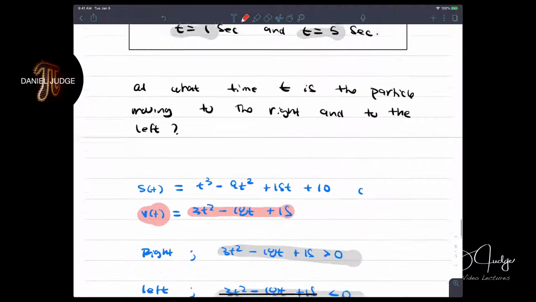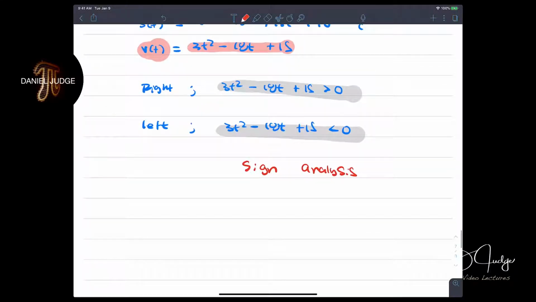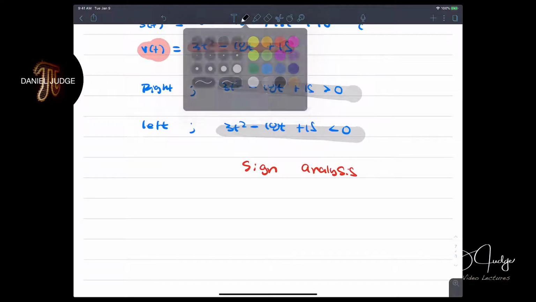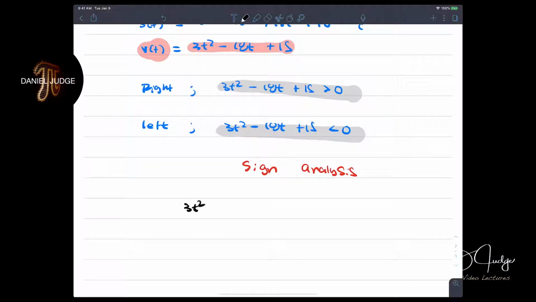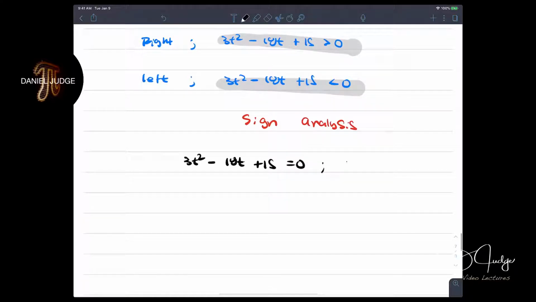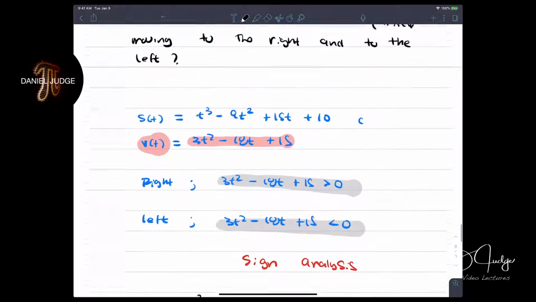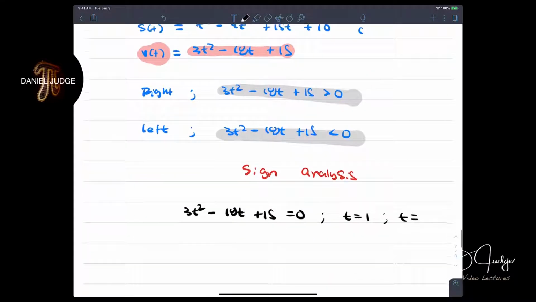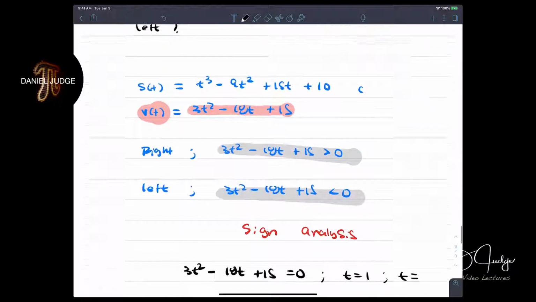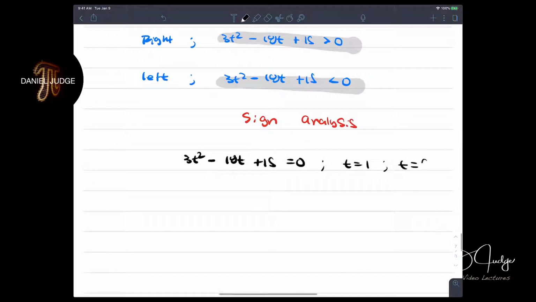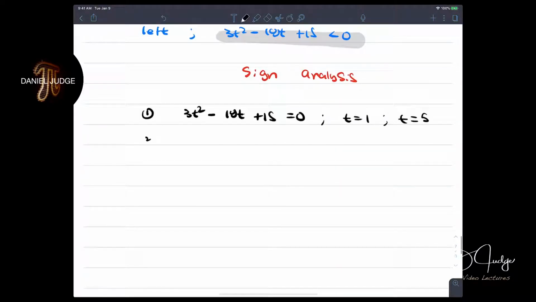We found here, so for sign analysis, if I go to this particular function, we want to do sign analysis on 3t squared minus 18t plus 15. What you do here is you set it equal to 0 and you solve for t. And we said we did that. T is 1, and then t is 5. So that's really the first step in sign analysis, if you guys remember. And I outlined that in my website.